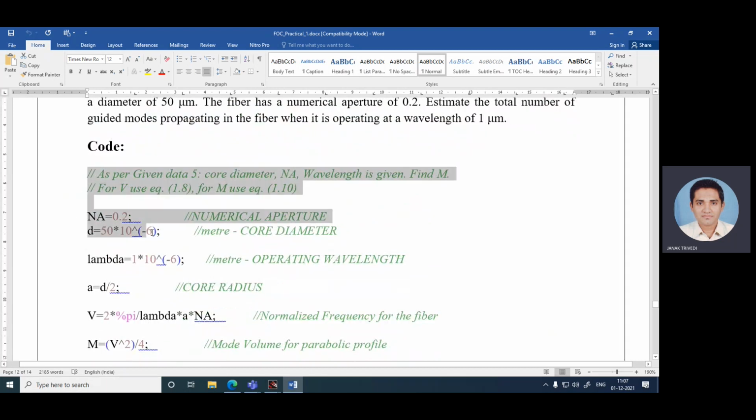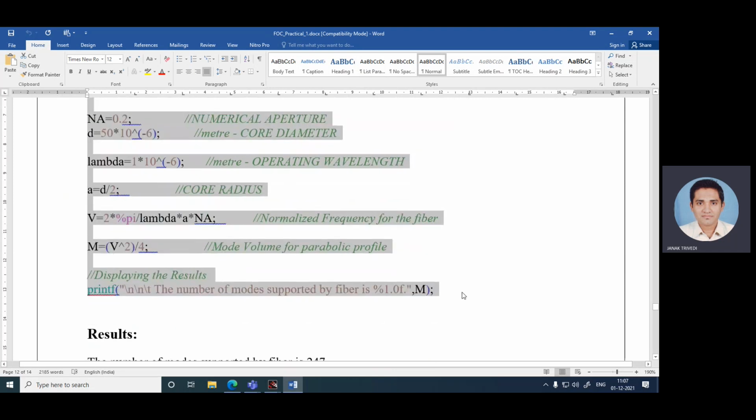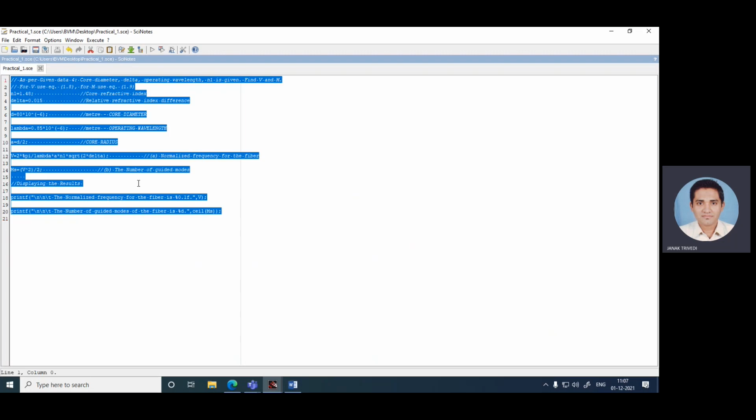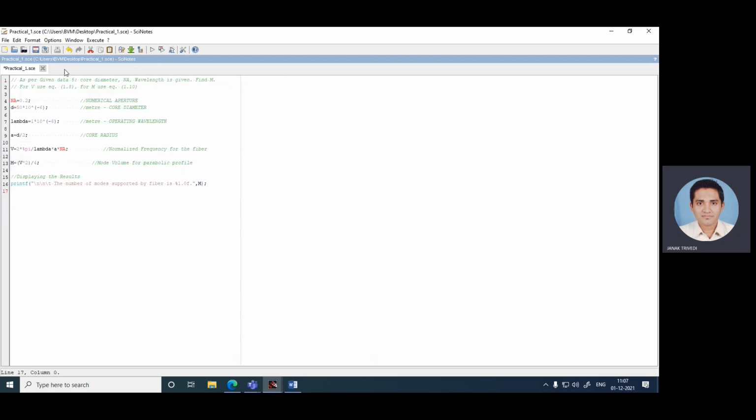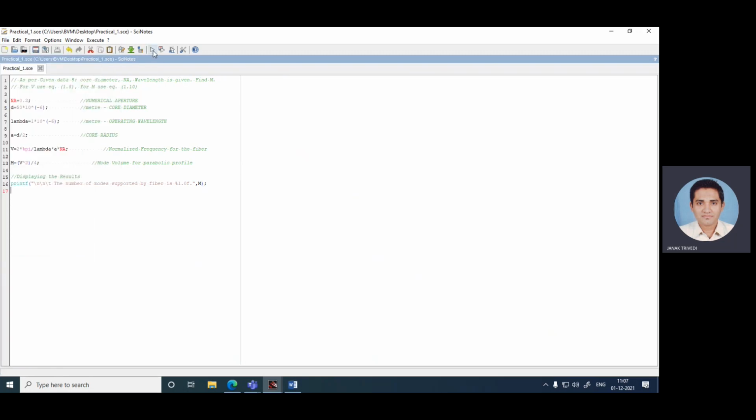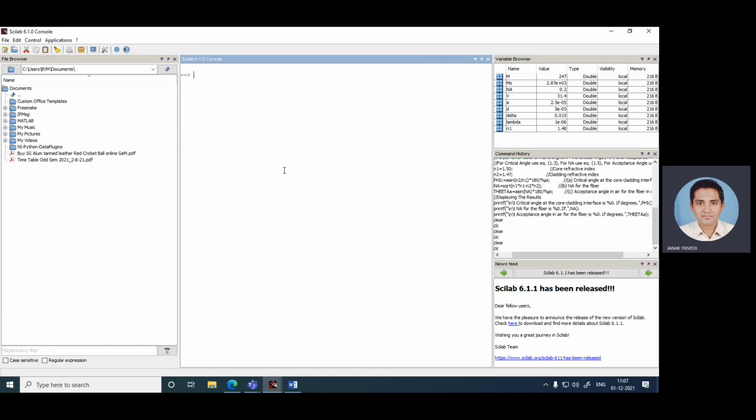So whatever is given, we have to assign with the help of variables. Then for displaying the result, we have to write the printf function, and this example can also be checked with the help of Scilab. First, save this program. You can also save here, or otherwise just click it. Then execute this program and you can see the result. Okay, so the number of modes supported by the fiber is 247. Okay, CLC once again to clear.